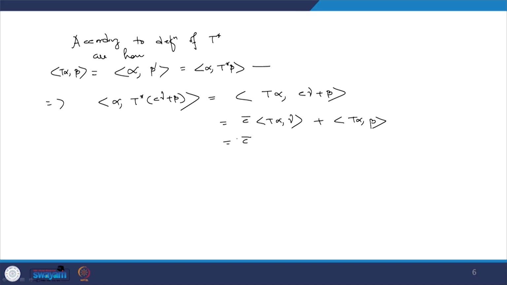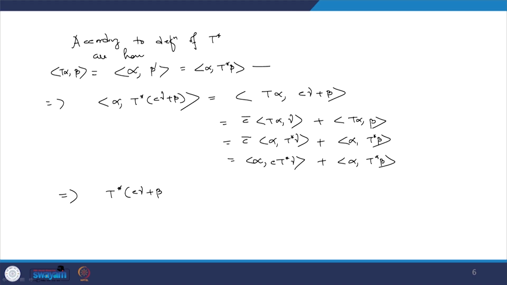Now, T alpha gamma, according to the definition, is equal to inner product of alpha, T star gamma, plus inner product of alpha, T star beta. So, this is equal to inner product of alpha, T star and C times T star gamma plus alpha T star beta. So, this implies T star of C gamma plus beta equal to C times T star of gamma plus T star of beta.